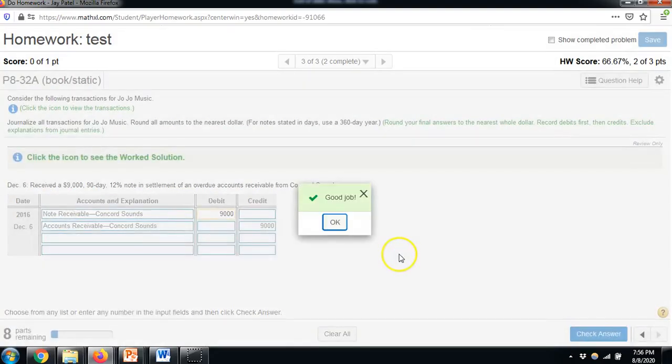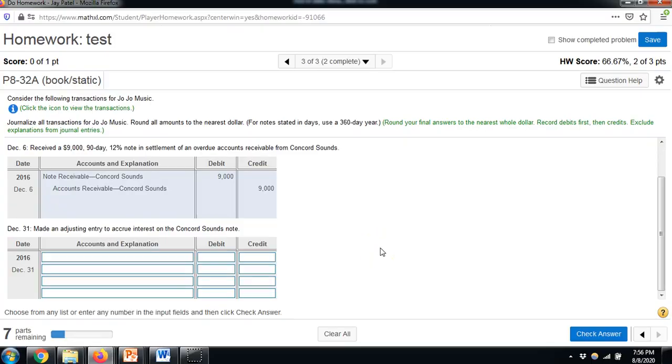So let's see. Okay, great. Okay, so next we have to make an adjusting entry to accrue interest on the Concord Sound note. So we see here that this is going to be an adjusting entry. Basically, we see it's the end of our period, and so we have to basically think about how many days have elapsed from the start of the note until this point in time at the end of the period where we are going to be accruing interest.